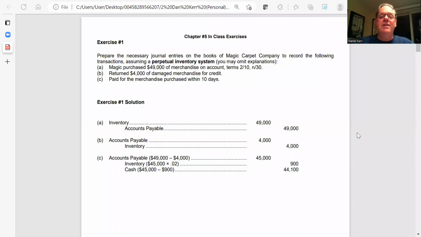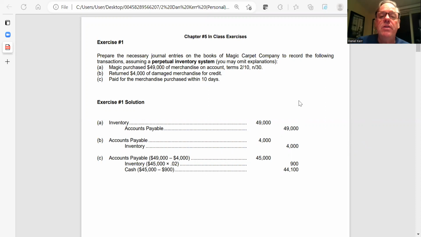So welcome back to Financial Accounting. This little mini lecture reviews the in-class exercises from Chapter 5. So we got to prepare necessary journal entries for this Magic Carpet Company to record transactions. These all have to do with purchases and payment.